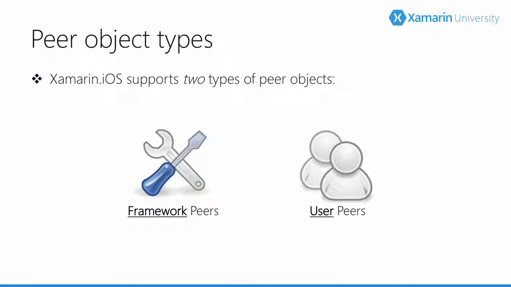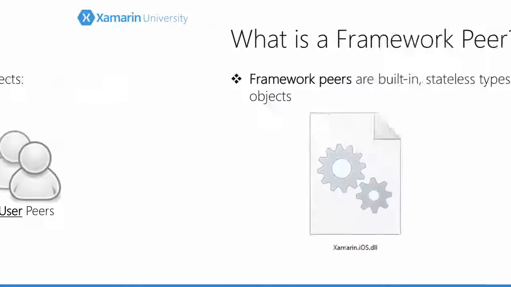Now there's two different kinds of peer objects that we're going to deal with in Xamarin iOS. The first is called framework peers. The second is called user peers. And these two different objects have two different memory semantics. And so the way that they're handled or managed is going to be slightly different in terms of how they're tracked and released. Let's go ahead and look at both of these, starting with framework peers.